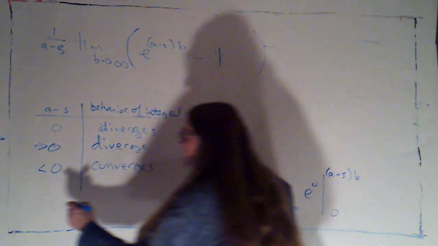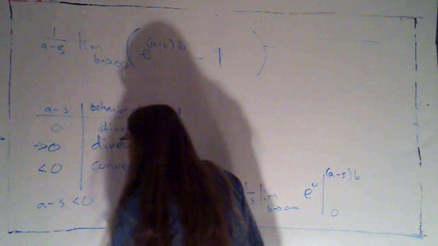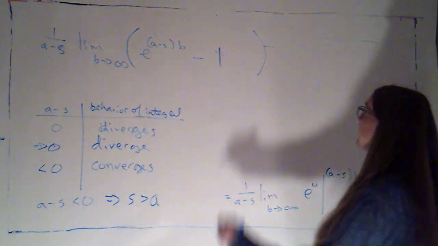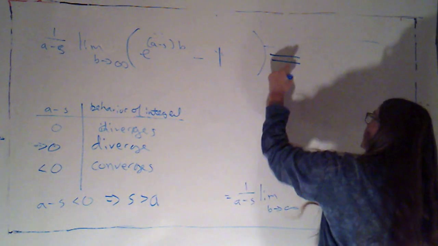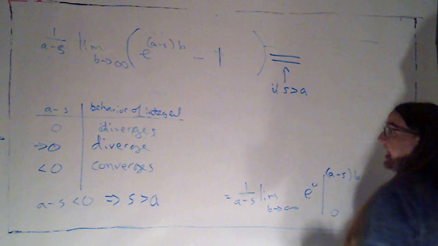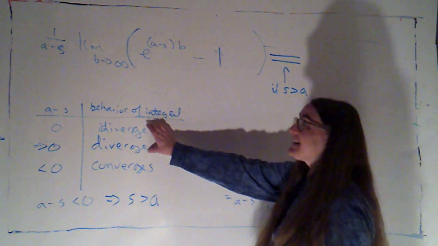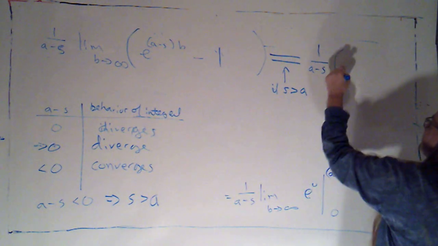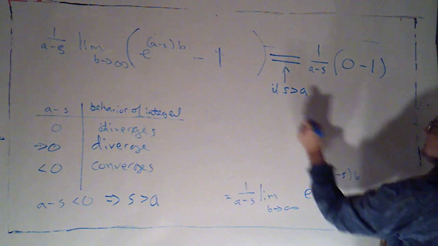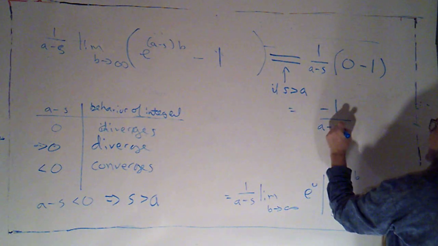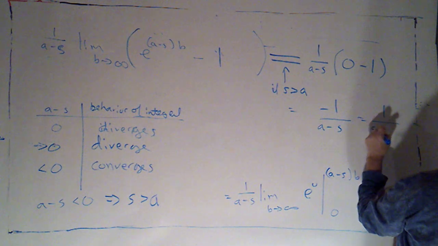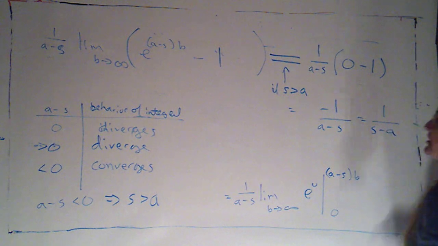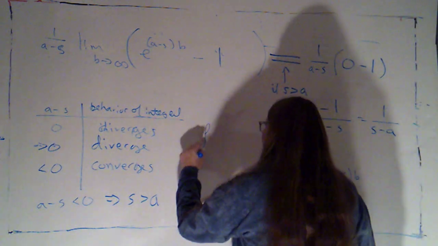That's if a minus s is less than 0, which would of course imply that s is bigger than a. So I'm just going to say this equals, if s is bigger than a, ruling out the two cases where we get a divergent integral, 1 over a minus s times 0 minus 1. That's negative 1 over a minus s, and usually we'll just write that as 1 over s minus a. So we have done our first Laplace transform.